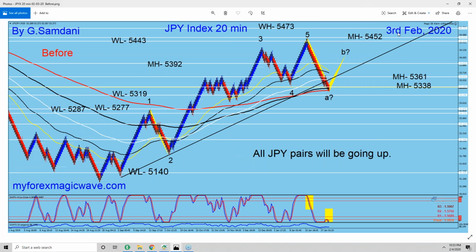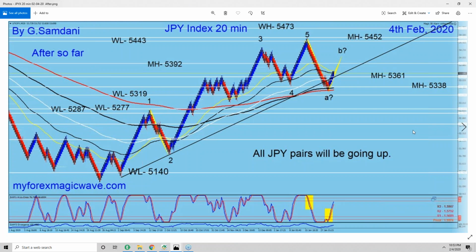Then I made this chart on February 3rd, yesterday, right? Today is the 4th, so it's 10:50 p.m. right now in Miami. Here, on the 3rd, I made the chart saying it's going to bounce from here, even though it has no sign of bouncing. It was a red candle going down. But I said, no, this is 53.38. It's going to stop it, and then we will go up for wave B. And doing so, all yen pairs will be going up. So what really happened to this chart so far is this.